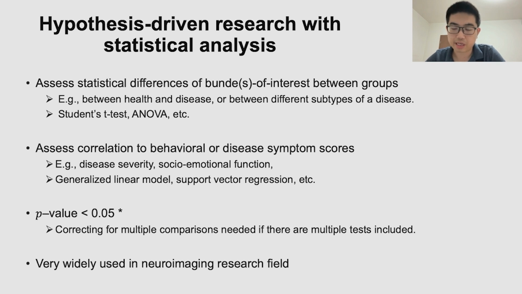Another hypothesis-driven analysis uses a regression model to assess the correlation of bundle quantitative measures with a behavioral or a disease symptom score. Such analyses have been applied to study how fiber bundles are affected in individuals with different disease severities, how tracts relate to cognitive functions, or how tracts develop during neurodevelopment and aging. These analysis methods will generally give a p-value. If the p-value is lower than 0.05, it means these analyses have statistically meaningful results.